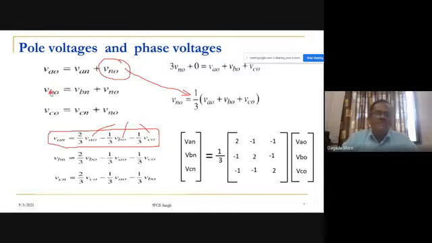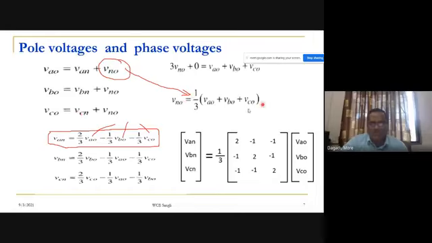Similarly, VBN will be equal to VBO minus VNO. Putting the value of VNO, one third of VAO plus VBO plus VCO, and simplifying, we get the expression for VBN: two-third VBO minus one-third VAO minus one-third VCO. Similarly, we put the value of VNO in VCO minus VNO, which will be VCN.